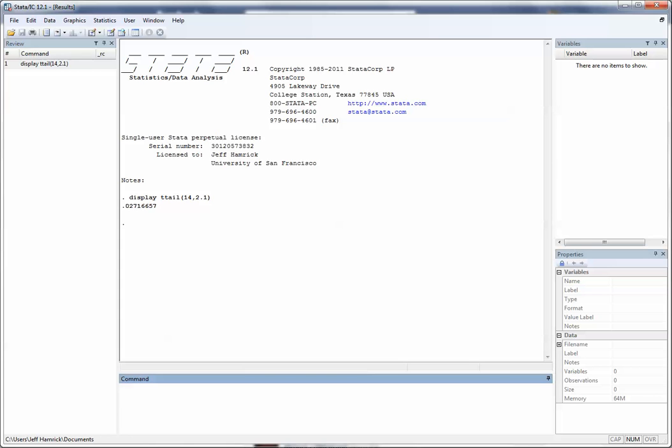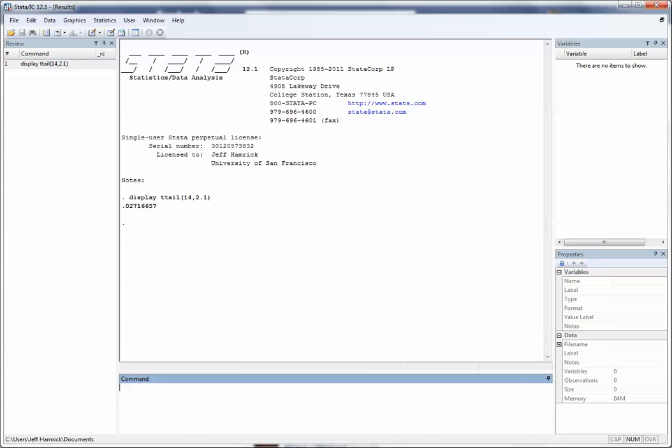So t-tail in Stata adopts a slightly different convention. It reads from the right. So this probability we're looking at here is actually the probability from plus infinity on down to the point 2.1 for a student t-distribution with 14 degrees of freedom. So that isn't very much probability. It's about 2.7% of the probability mass, but you're not reading from the left anymore, and that's the main thing you need to keep in mind when you're working with the t-tail function.